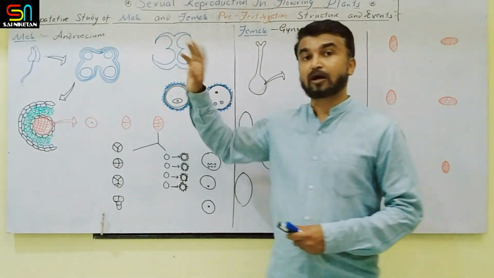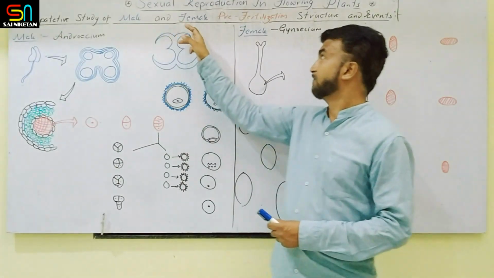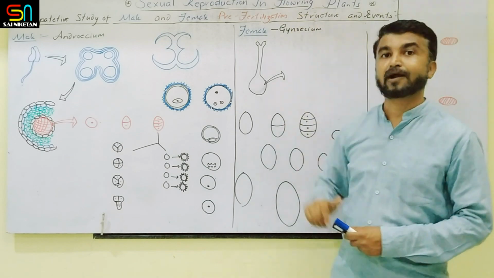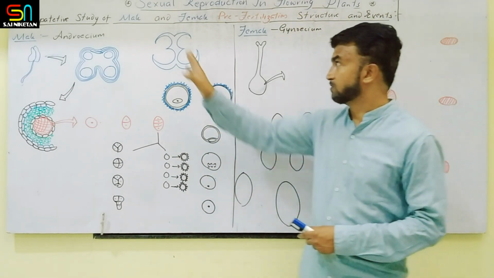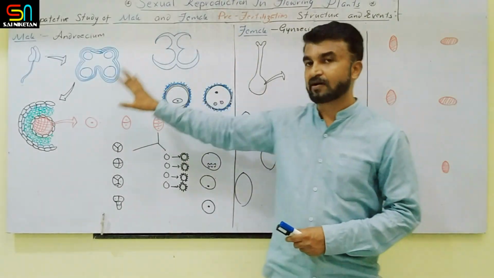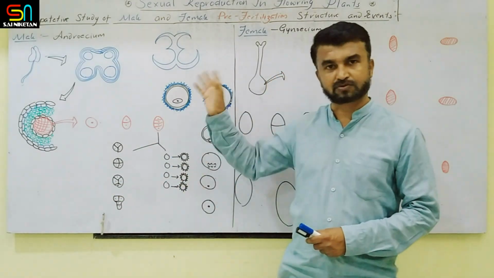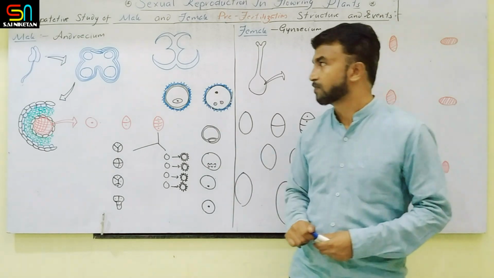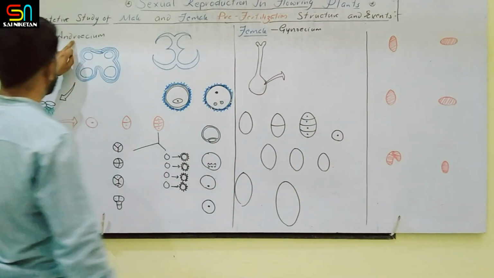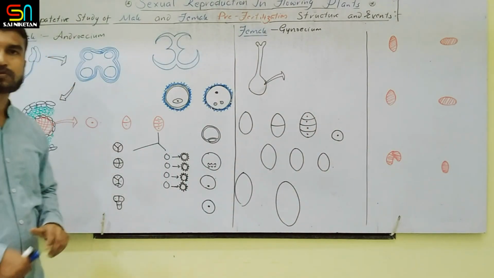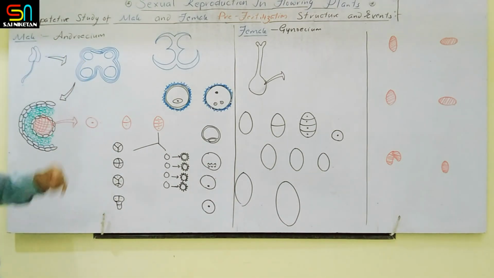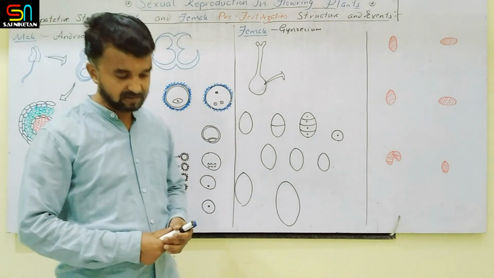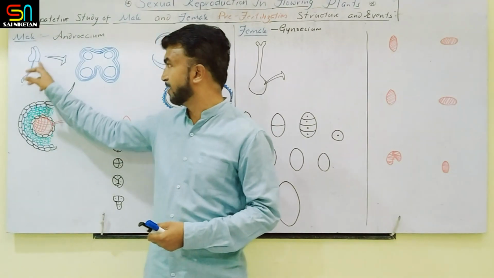So this is a comparative study of the male and the female pre-fertilization structure and event. Yes, the male pre-fertilization structure is the androecium. Under that, almost all topics we covered. So this is the female one, and we will compare parallelly. First, the male reproductive structure is the androecium. The androecium is made up of many stamens. A stamen is made up of filament and anther.